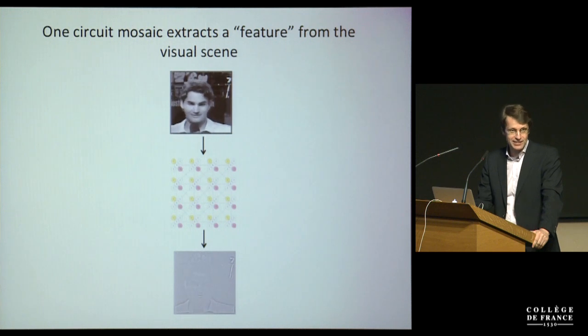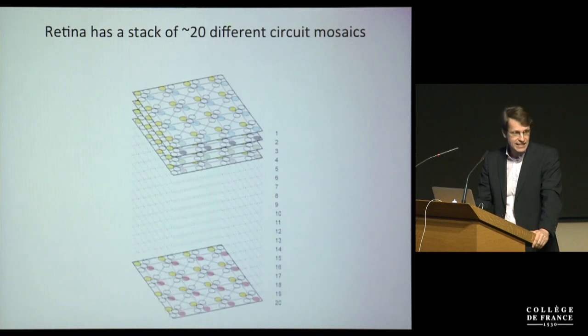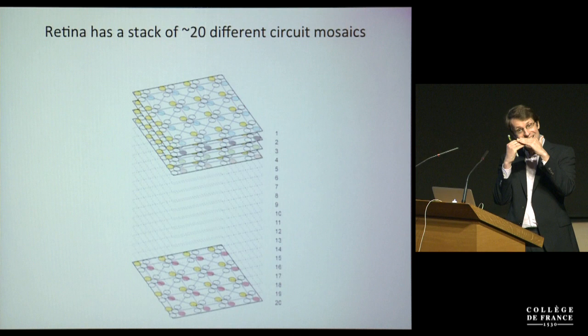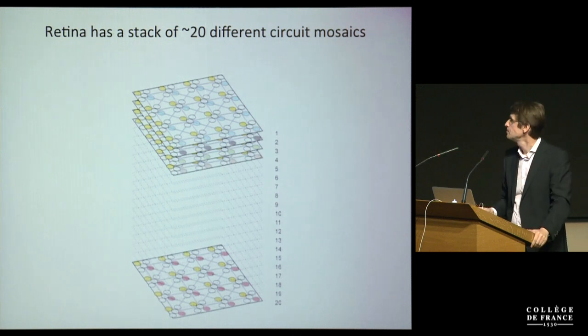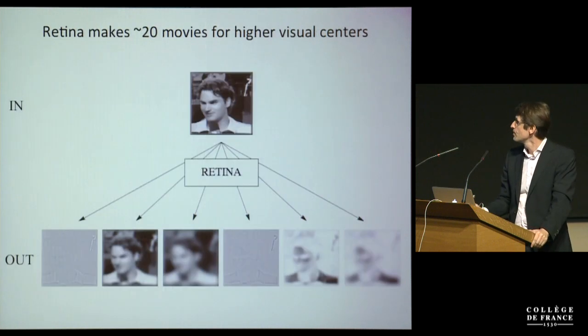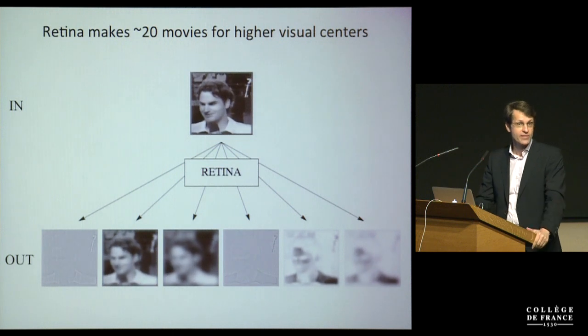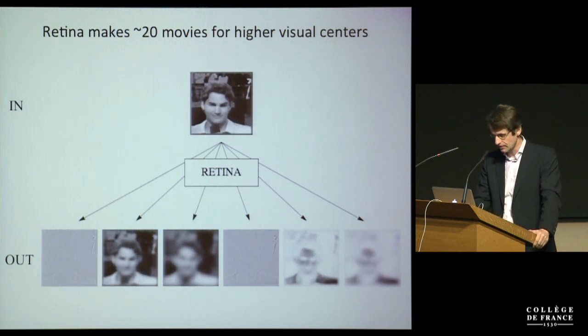Now, in mammalian retinas, we have 20 or 30 such mosaics very neatly arranged in the retina, and therefore there are around 20 or 30 representations that leave the retina.